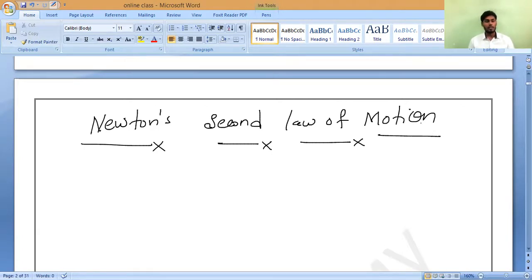Let us come to here. All of you observe very carefully first. What does Newton's second law of motion suggest? Remember, I have two bodies now, one heavy object and another one a light one.